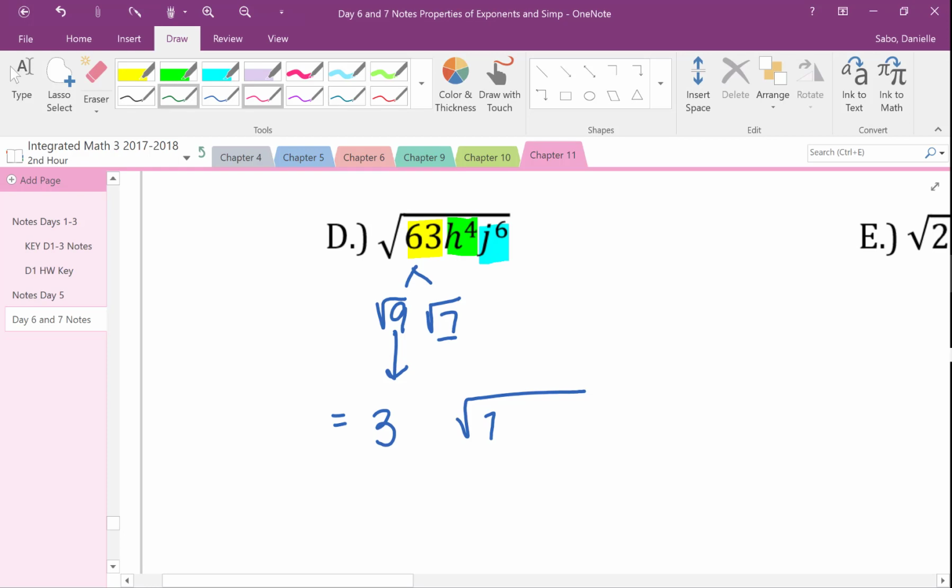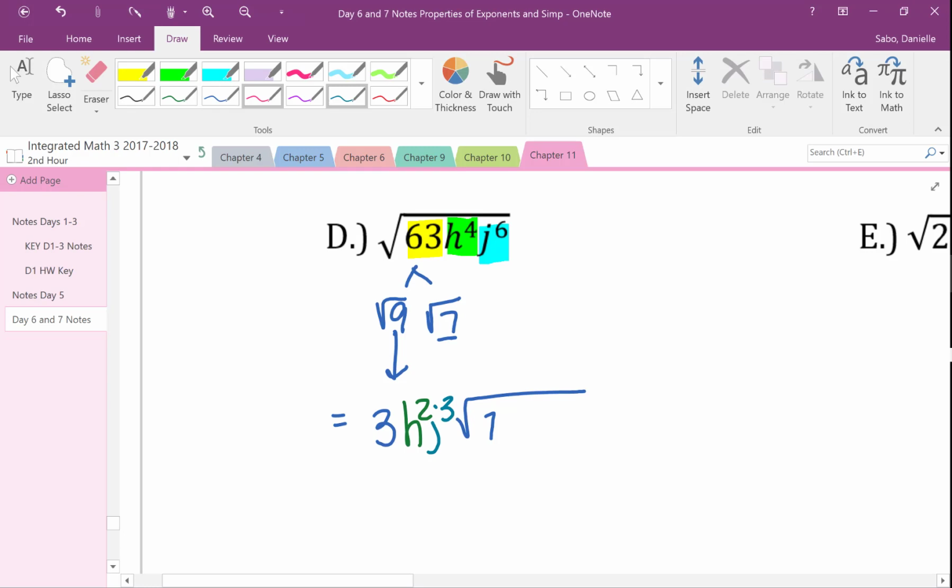How many times does my index of 2 go into my power of 4? 2 times. So I have h squared. Is there anything left? No, because technically h squared times h squared is h to the 4th, which is what we started with. Okay? So now how many times does my index of 2 go into my power of 6? 3. Do I have anything left over?